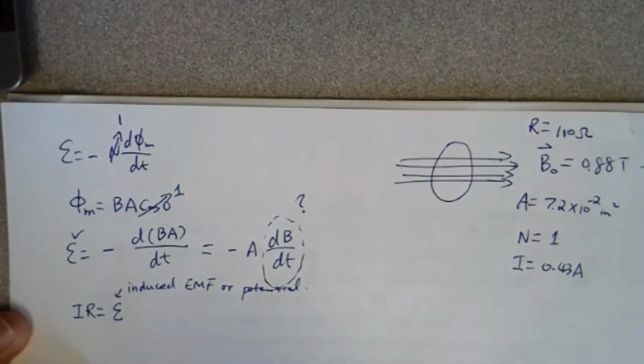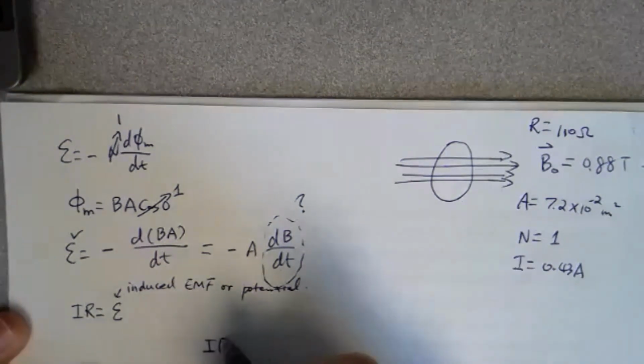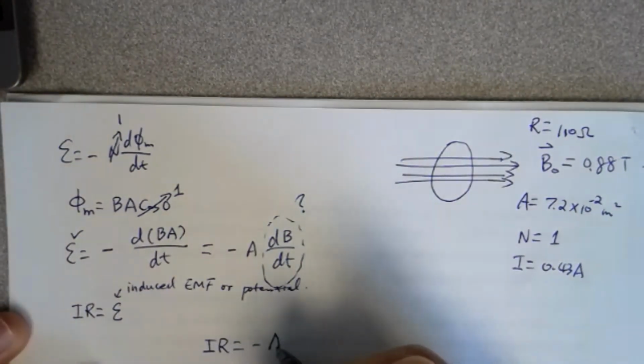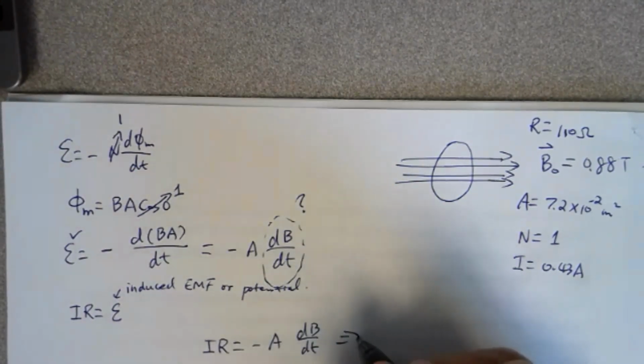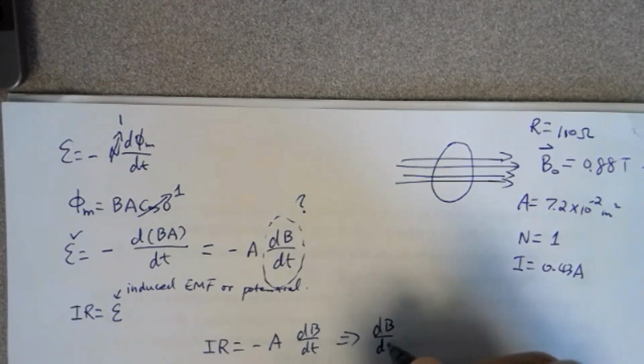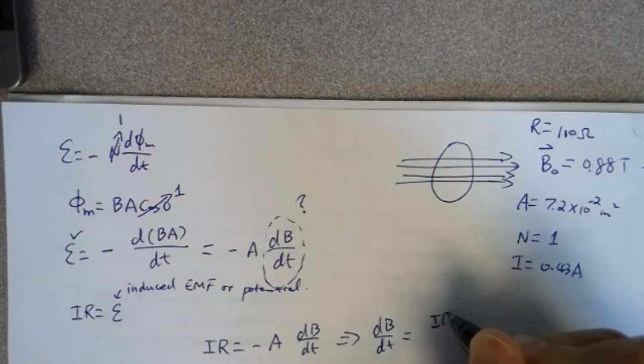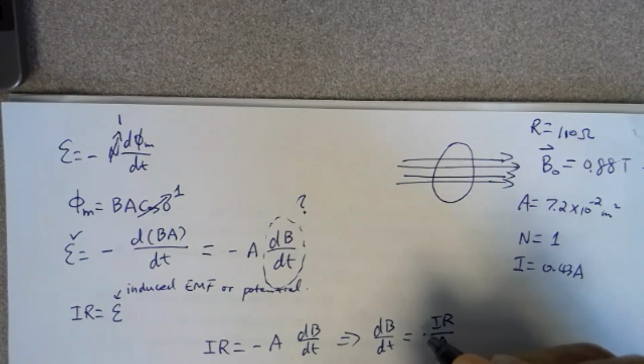So then you set it up that IR equals minus A dB over dt, and you're looking for dB over dt. So this gives you dB over dt equals IR over A, and there's a minus sign.